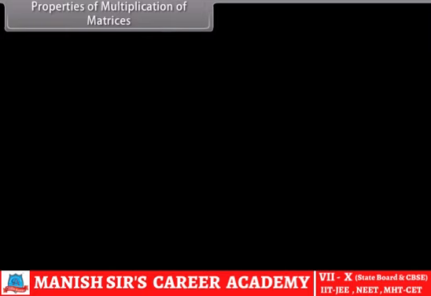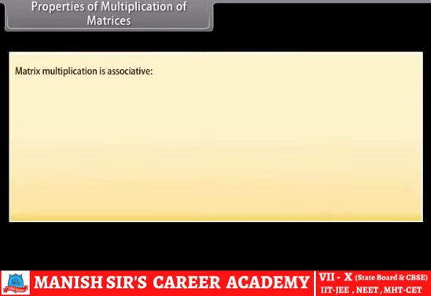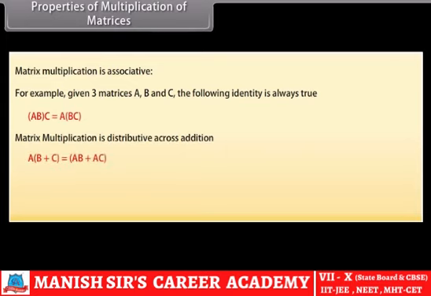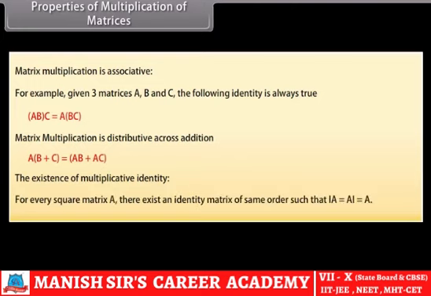Properties of multiplication of matrices. Matrix multiplication is associative. For example, given three matrices A, B and C, the following identity is always true: AB into C is equal to A into BC. Matrix multiplication is distributive across addition: A into (B plus C) is equal to A into B plus A into C. The existence of multiplicative identity: for every square matrix A, there exists an identity matrix I of the same order such that IA is equal to AI is equal to A.